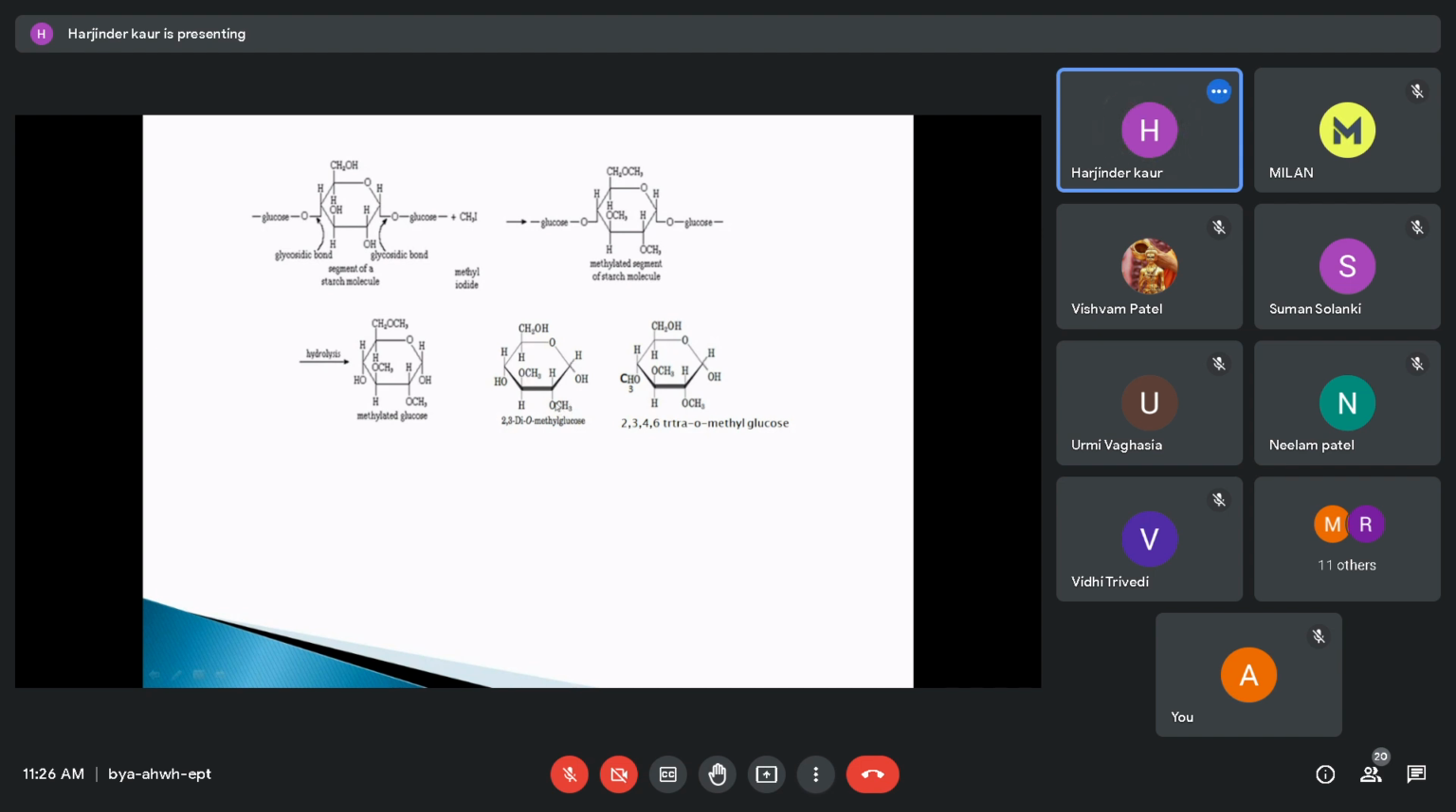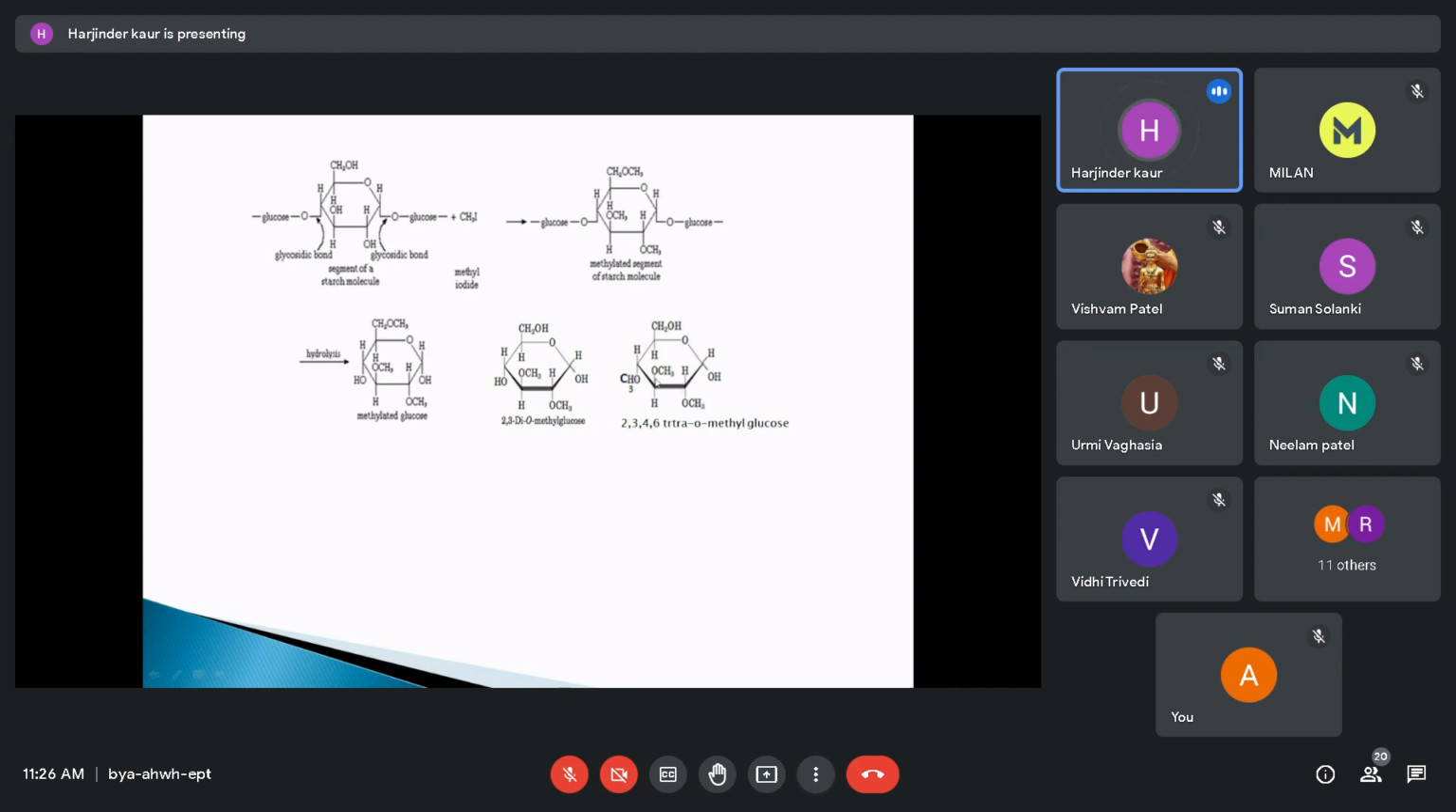2,3 di-O-methyl. Now, if I'm getting these three, then what does this indicate? Mainly I am getting this first one. What does this indicate? That in starch, most of the glucose units have the first and fourth carbon used up in linkages, which gives 1,4 linkages. Okay. Now, the second inference that I can draw from this is that I am also getting 2,3,4,6.